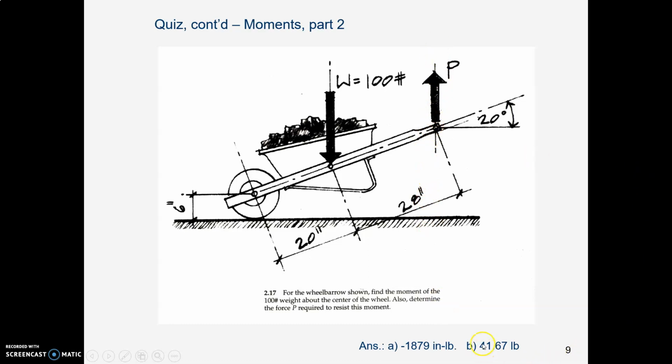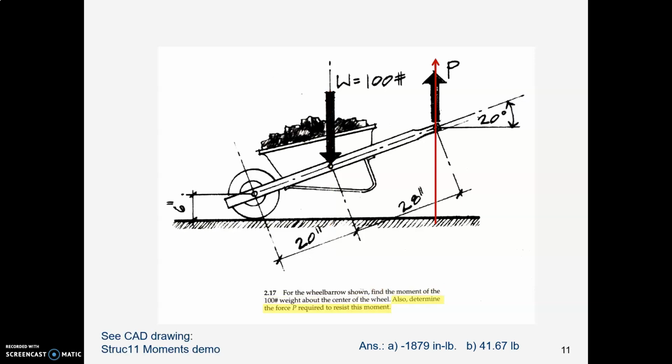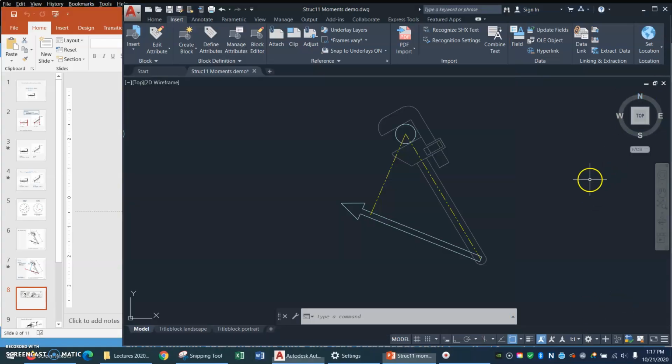And as I often do, I have put the answers that you should come up with down here at the bottom of the slide, just so you can check your work. So here's the first half of the problem. Find the moment caused by that 100-pound weight. And here's the second half of the problem. Find the force P required to resist this moment. And when he says resist this moment, what he means is how much force does it take to lift this thing? So let's look at our drawing again.